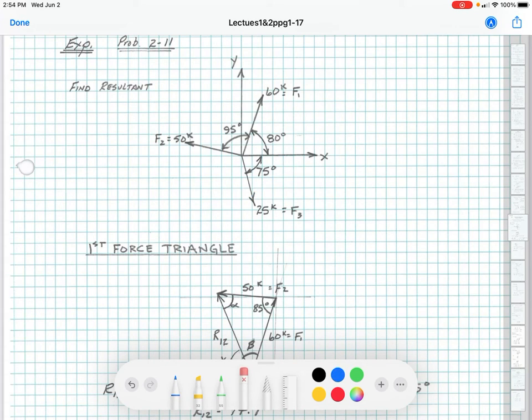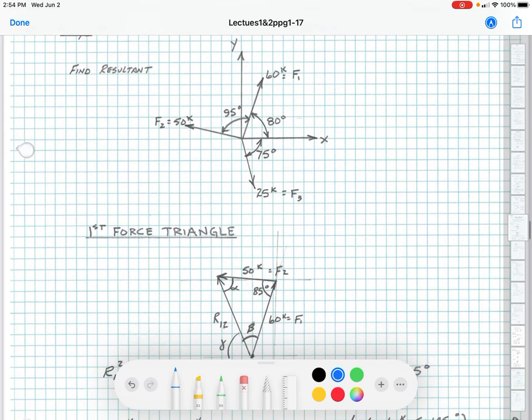So we've got to add these all together and come up with a resultant of the system. The resultant of the system means that we're looking for R, which is the resultant vector that is F1 plus F2 plus F3. So we're going to solve for that right now.